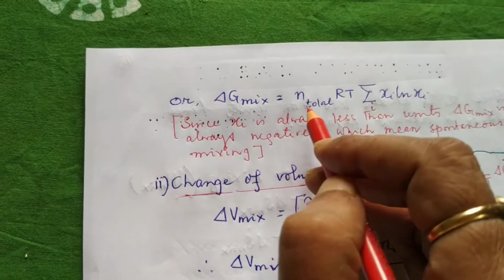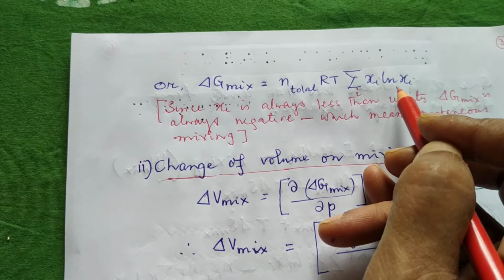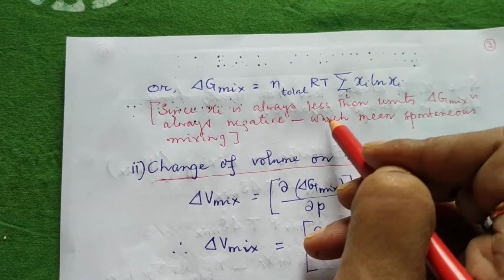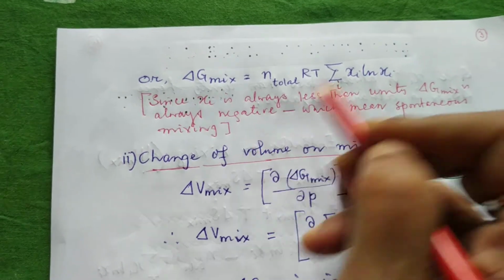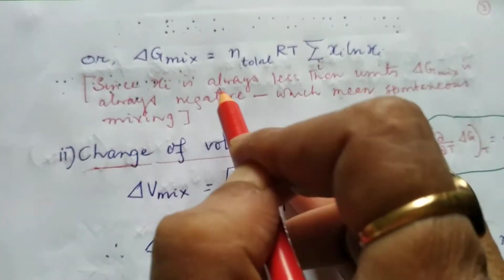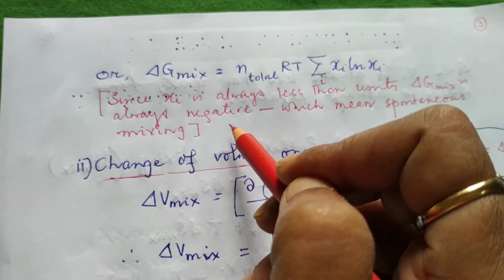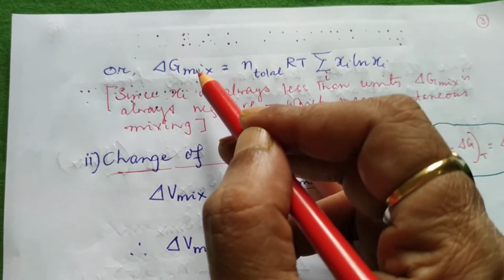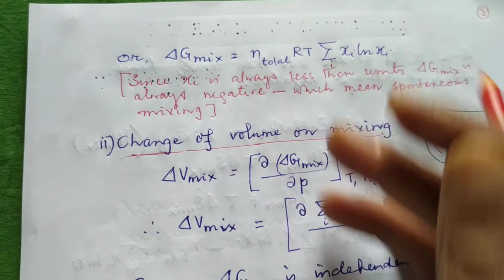Now ΔG mix = n_total RT Σ xi ln xi. Since xi is always less than unity, ln xi will be negative. So ΔG mix is always negative, which means spontaneous mixing. So ΔG mix will be negative; the change in free energy on mixing will be negative.